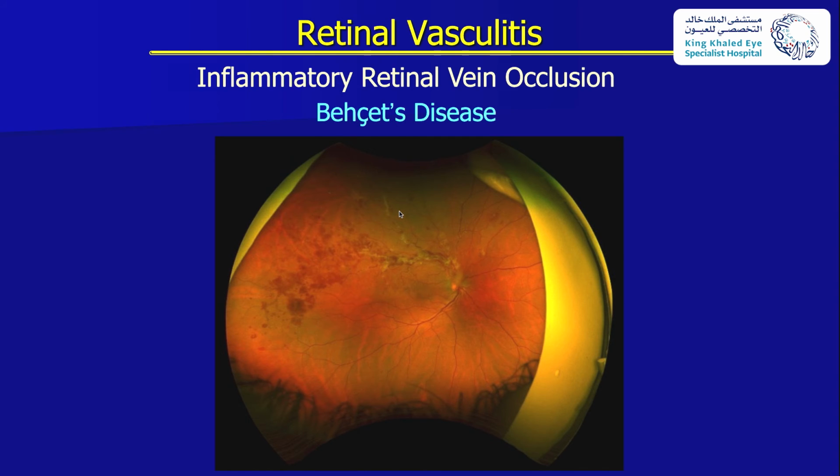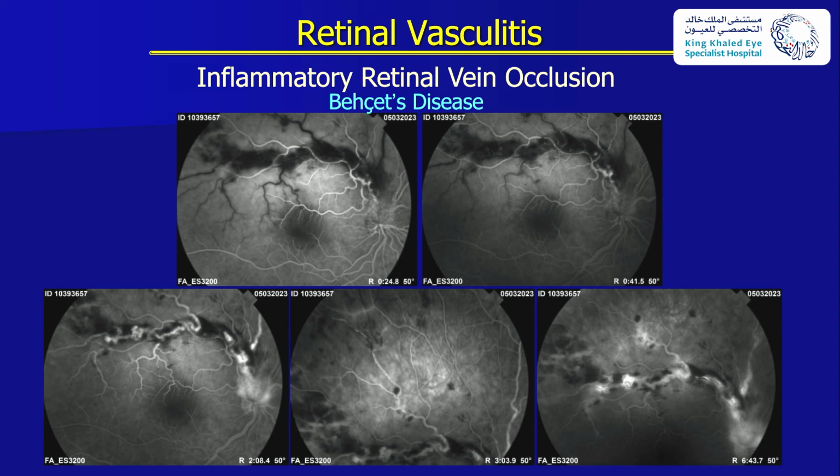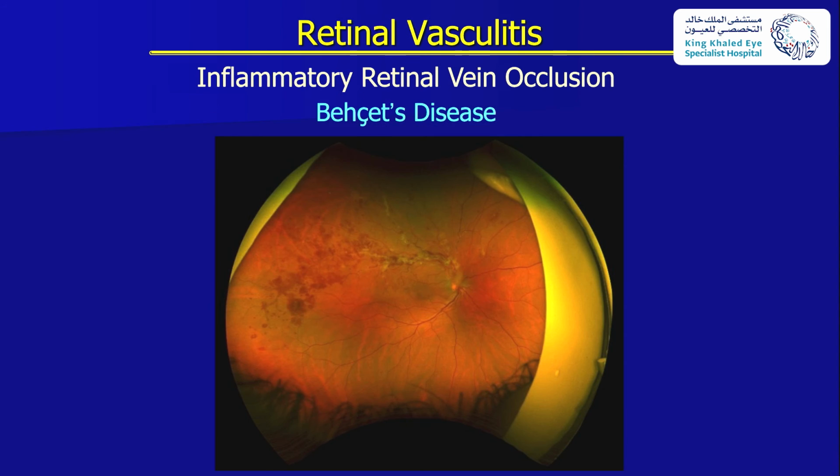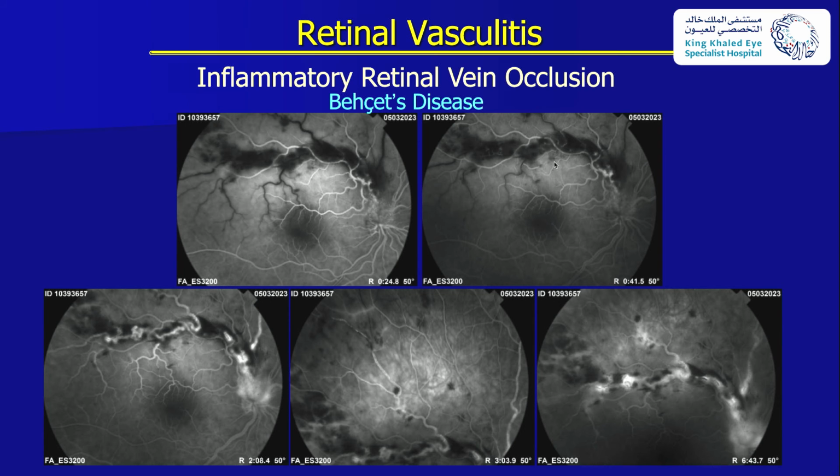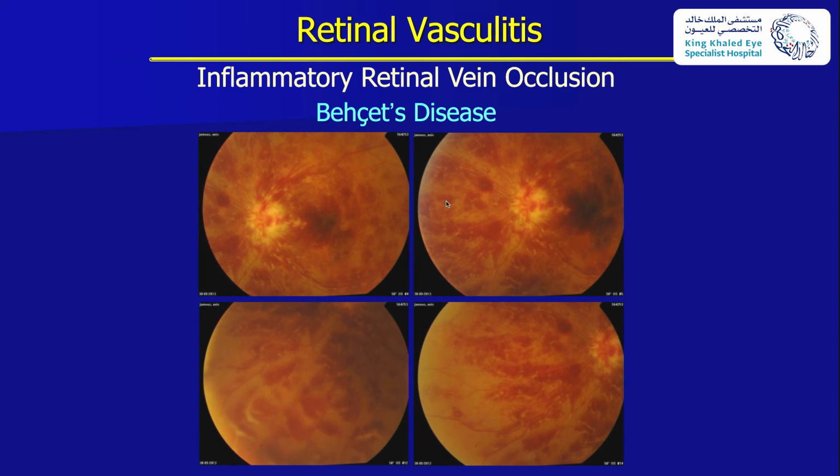And this patient had Behçet. So if you see inflammatory vein occlusion, this is Behçet until proved otherwise. And this is the same patient with fluorescein. It's very ischemic. This is a young male patient who had what looks like central retinal vein occlusion, but when we looked carefully, he also has vascular sheathing. The patient was given infliximab, and he ended with 20/20 vision.